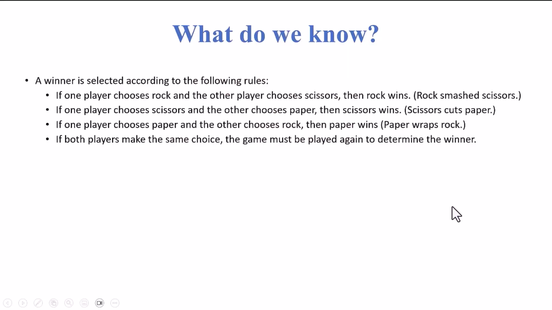We also want to know the winner, selected according to the following rules. If one player chooses rock and the other player chooses scissors, then rock wins. Rock smashes scissors. If one player chooses scissors and the other chooses paper, then scissors wins. The scissors cuts the paper. And if one player chooses paper and the other chooses rock, then the paper wins. Paper wraps rock. And if both make the same choice, the game must be played again to determine the winner.